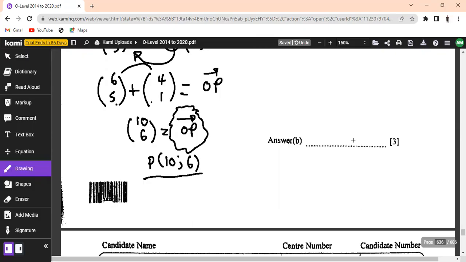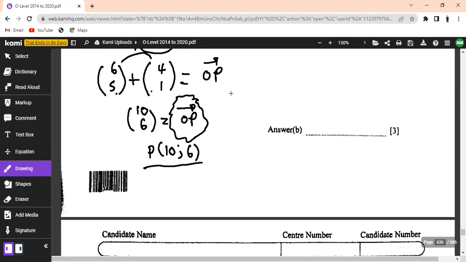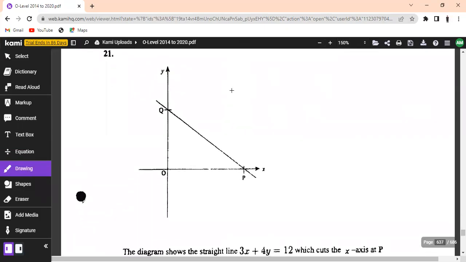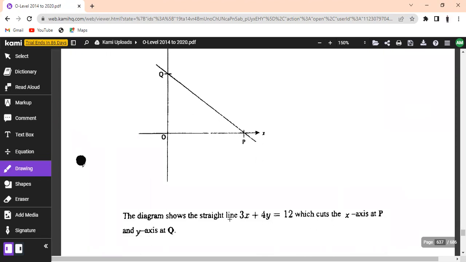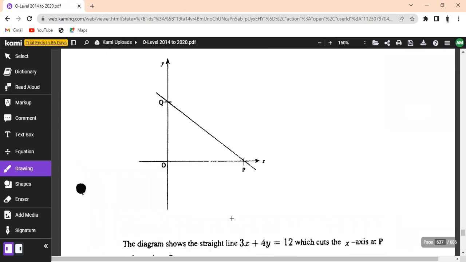That was the case. And let's just see another part of the question. I think this part was actually clear like that. Okay, on number 21, it's a Cartesian plane that you're given. Know your graphs, guys, your straight line graphs and so forth. So this is a straight line graph, and we are given that the diagram shows a straight line 3x plus 4y is equal to 12.